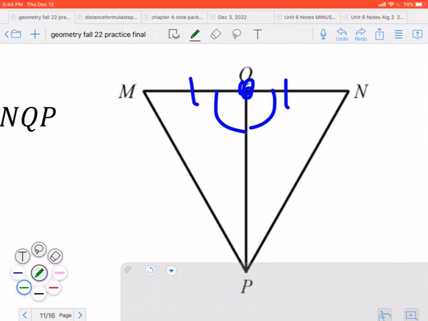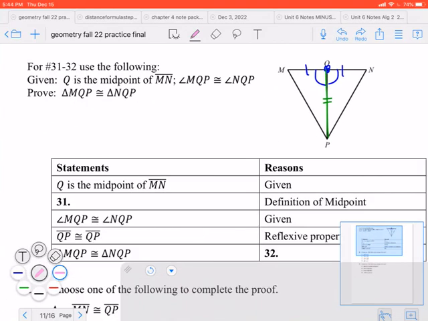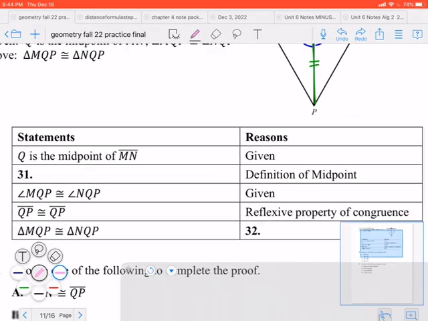I'm noticing they share a side, so we're going to be able to say that side equals itself. You always have to say that when two triangles are sharing a side, you have to say that side is equal to itself, and the reason is the reflexive property. So then we have side, angle, side for each of our triangles. So that's where we're going to go with this. Let's see how they lay this out.